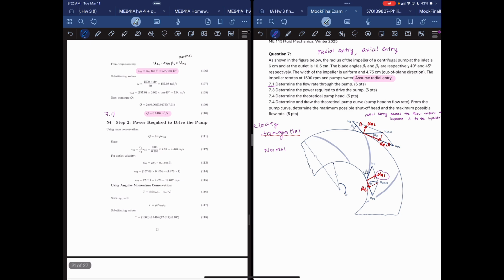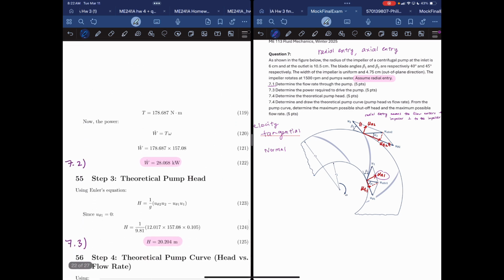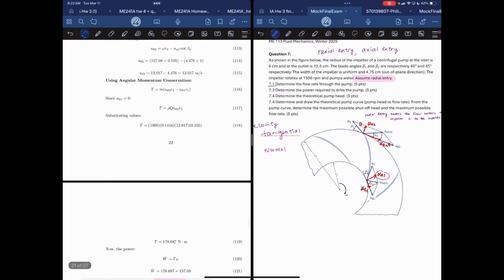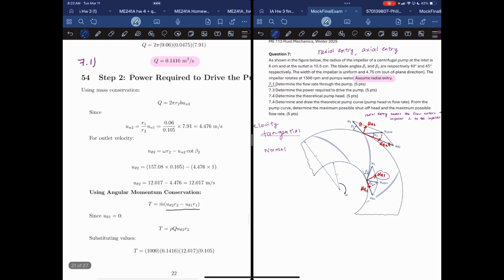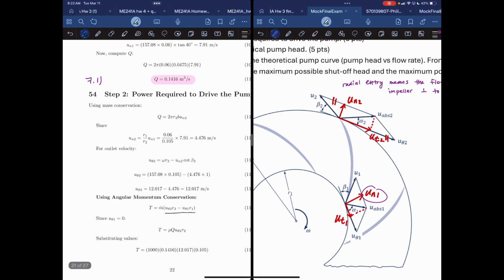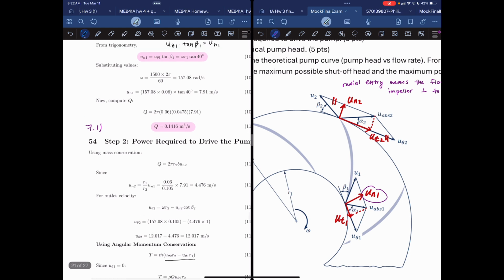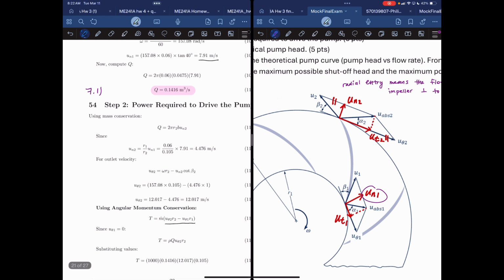Oh, right here. So you finally get your answer right here, but you had to use both components. UN1 was found right here, and then for UN2, we used the ratio of the radiuses and UN1, so we needed to find UN1 first.